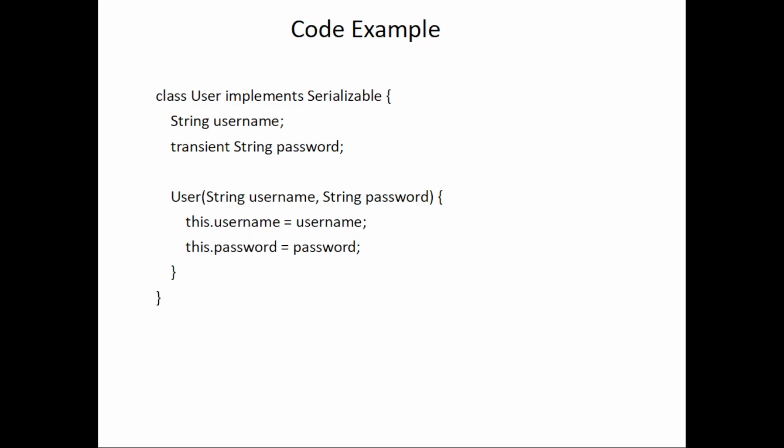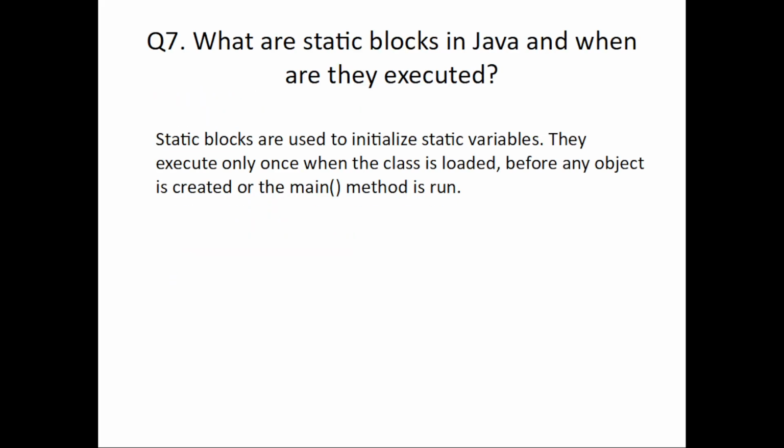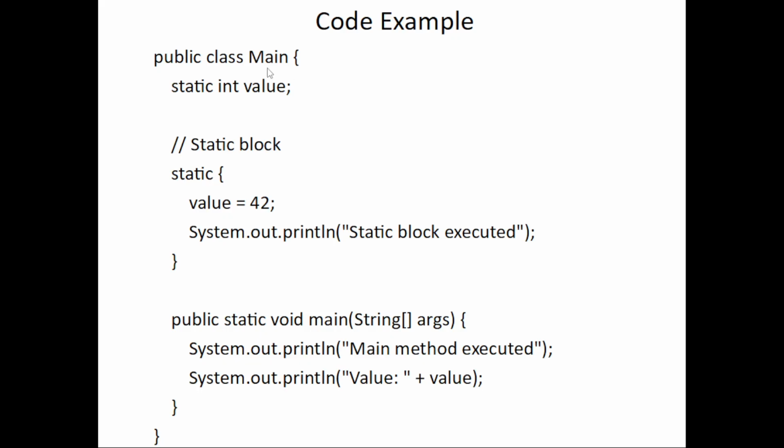Moving forward to the next question. What are static blocks in Java and when are they executed? A static block in Java is used to initialize static variables, and it runs only once when the class is first loaded into memory. In this example, we created a class Main, and here the static block sets the static variable value, and when the class is loaded, the static block runs before the main method. So you'll first see the static block executed and then the main method. Static blocks are great for complex static initializations or loading configurations.